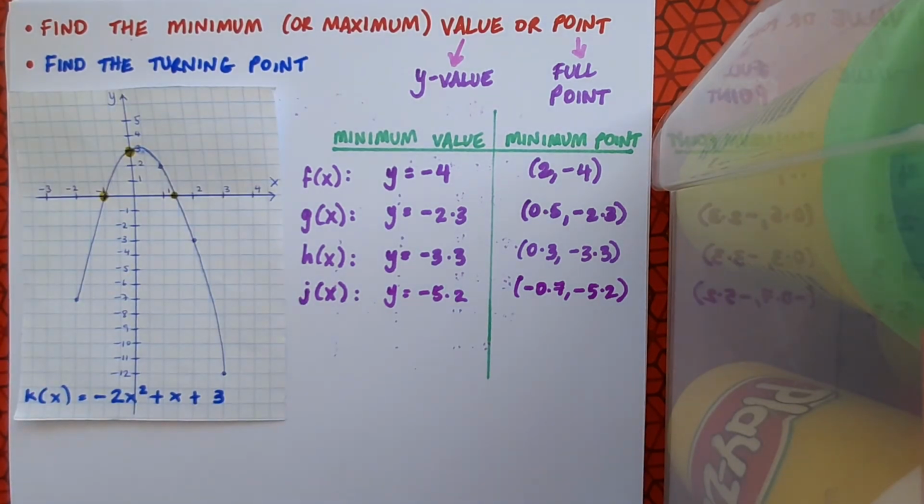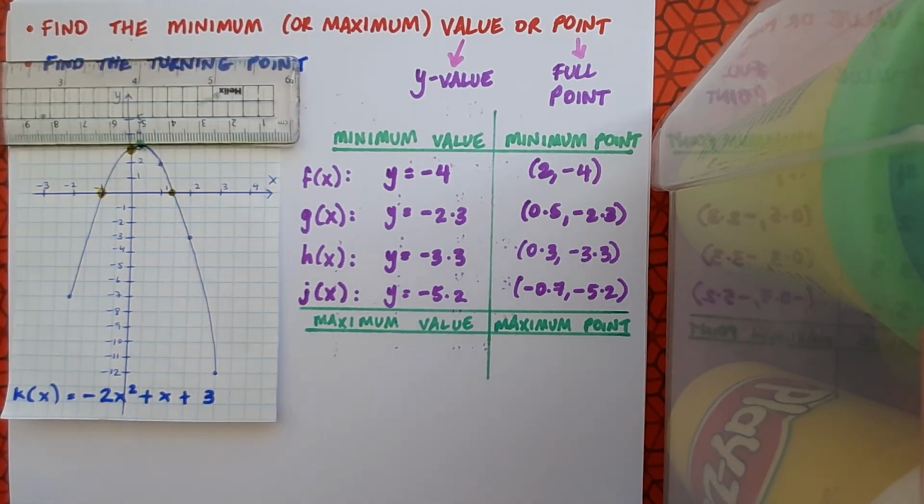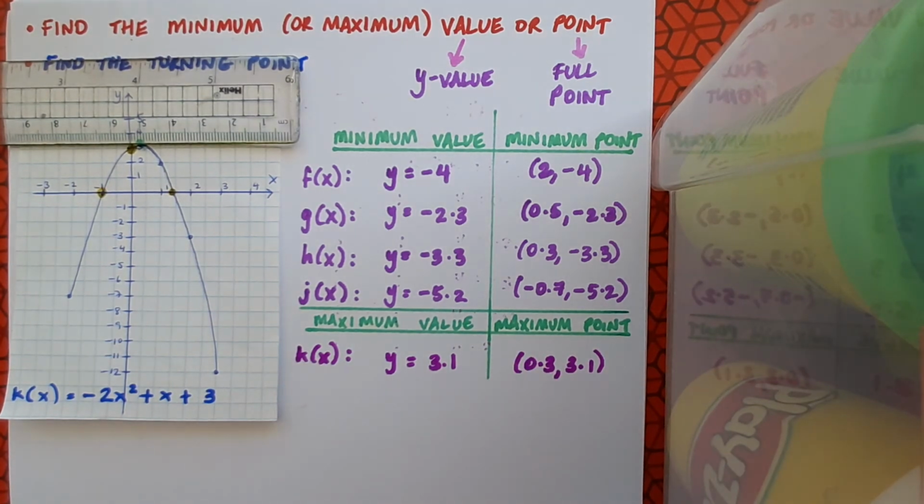Finally, we come to k of x. Do you think it's appropriate in this case to look for a minimum value? Well, when I look at this curve, I don't see a lowest turning point. Instead, because it's an N-shaped curve, I see a highest turning point. So for a curve like this, I'd be asked to find the maximum value or the maximum point. So let's take a moment to find that on the graph. And it's located around about here. My y value is just above 3. I'm going to say about 3.1. And the maximum point is approximately (0.3, 3.1). Again, don't forget, you'll be allowed a little bit of wiggle room.